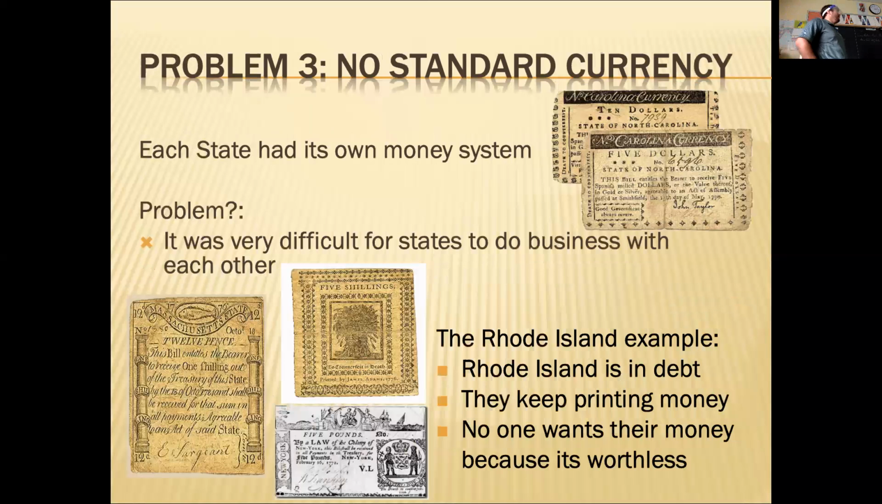All right, so problem number 3, no standard currency. So each state had their own currency, meaning that they had their own economic system where, depending on where you're at, depending on the economy in that state, with the purchasing power, with whatever types of cash crops that you had, your economy might be stronger, right? And depending on how much money is in circulation in that state, inflation plays a huge role.